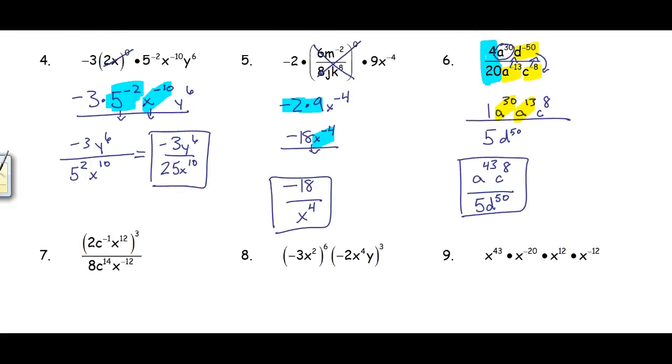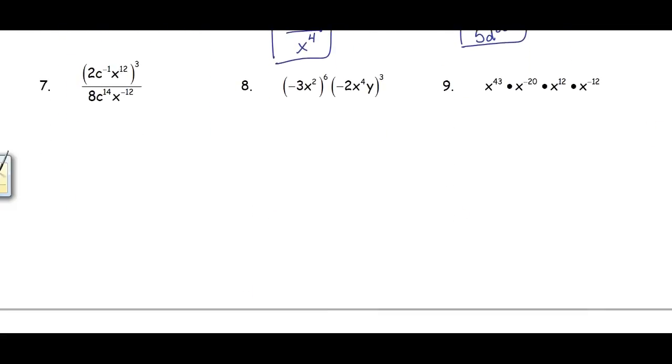All right, number 7. You always want to make sure you distribute first. So you have 1, 2, 3 terms on the inside you're distributing this to. So 2 to the 3rd power is going to equal 8. C to the negative 3rd, and x to the 36th, all over, we want to make sure we bring this along.